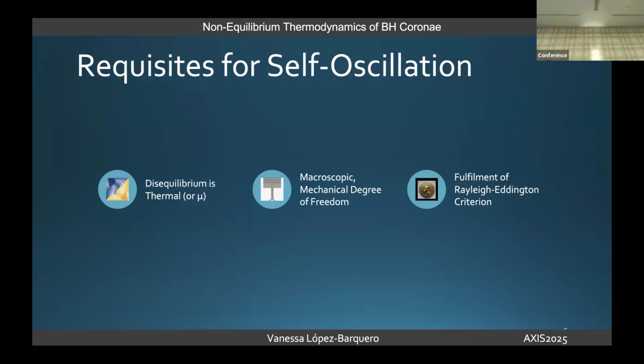So these are the three requirements for self-oscillations. The first one is that you need a disequilibrium, which in this case is going to be thermal. So the system has to get to at least two different temperatures.